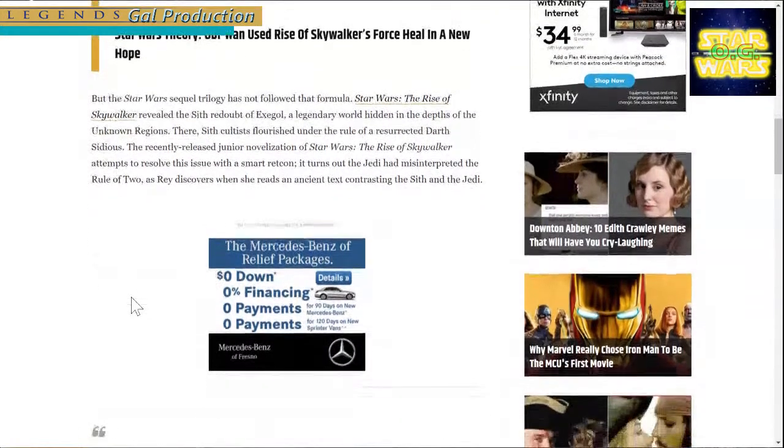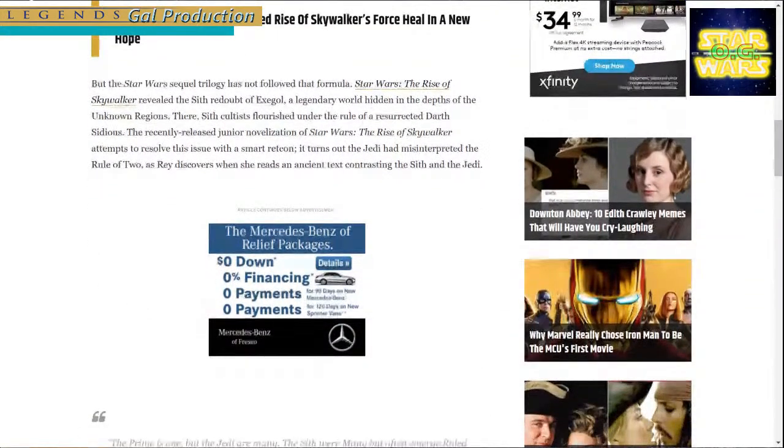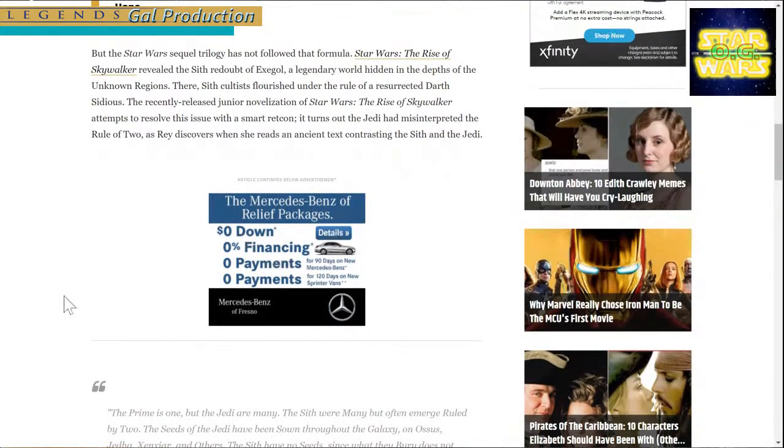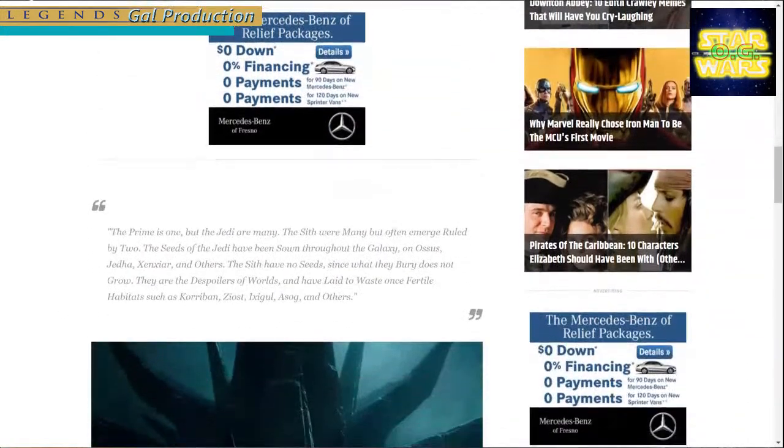So now we have the text that Rey had taken from The Last Jedi. She now reads further into that, and this is what's coming up with the retcon of the rule of two. The Prime is one, but the Jedi are many. The Sith were many, but often emerge ruled by two.